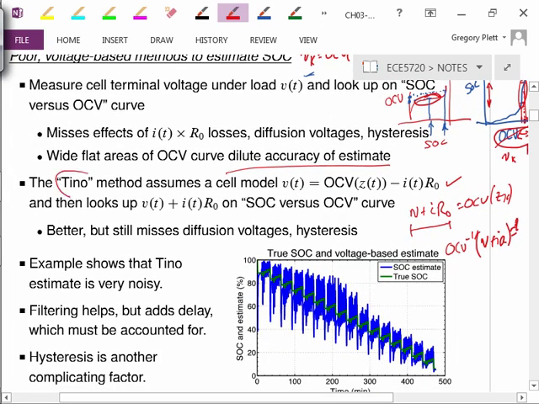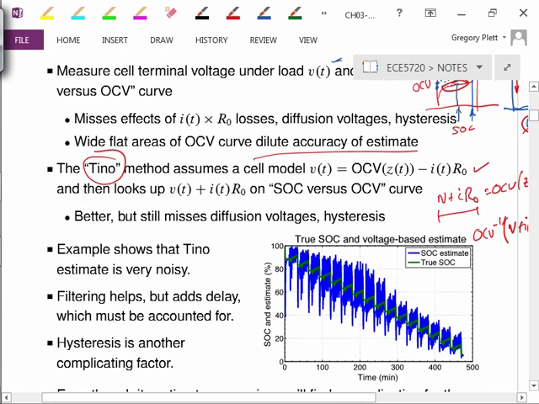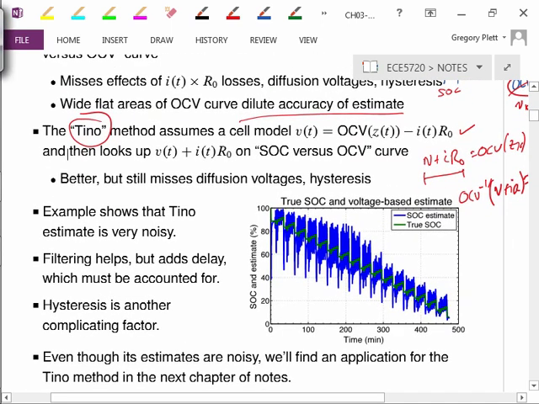I call this the Tino estimate. My recollection, although it's been so long, was the first time I heard of this was a report from Nissan. They had a vehicle called the Tino electric vehicle many years ago. It was in the 90s, and this is how they would estimate the state of charge on that vehicle. Obviously, things have improved a great deal since that time. To give you an idea of how well or how poorly this approach works, I have a result here.